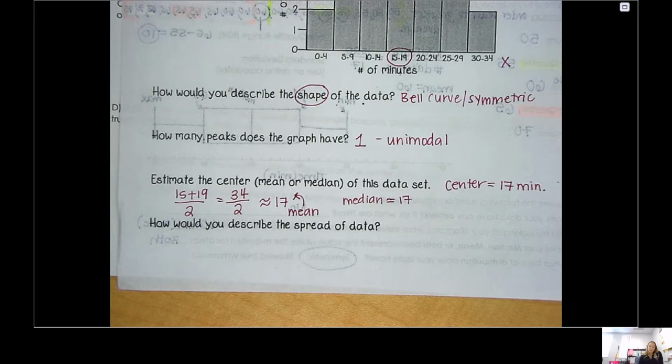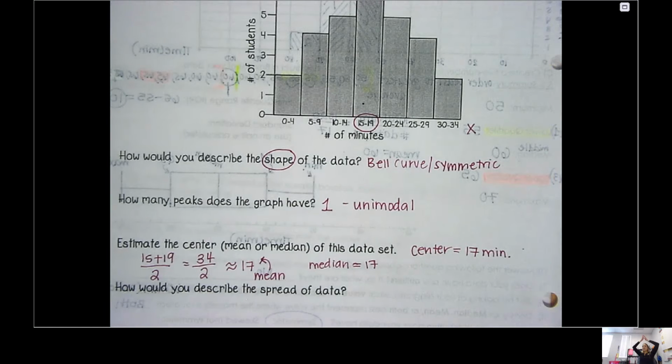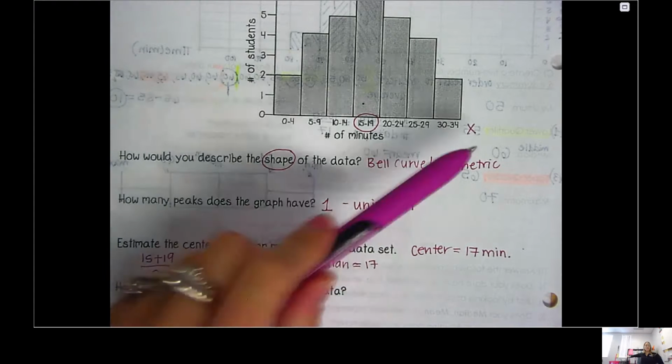Okay, last one. How would you describe the spread of the data? Large. What do you mean large? Spread apart. Right, so are they close together or are they spread apart? So we find it by looking at the range. What's the range of my data? So what's the smallest number I have? 0 minutes. What's the largest number that I have? 34. 34 minutes.